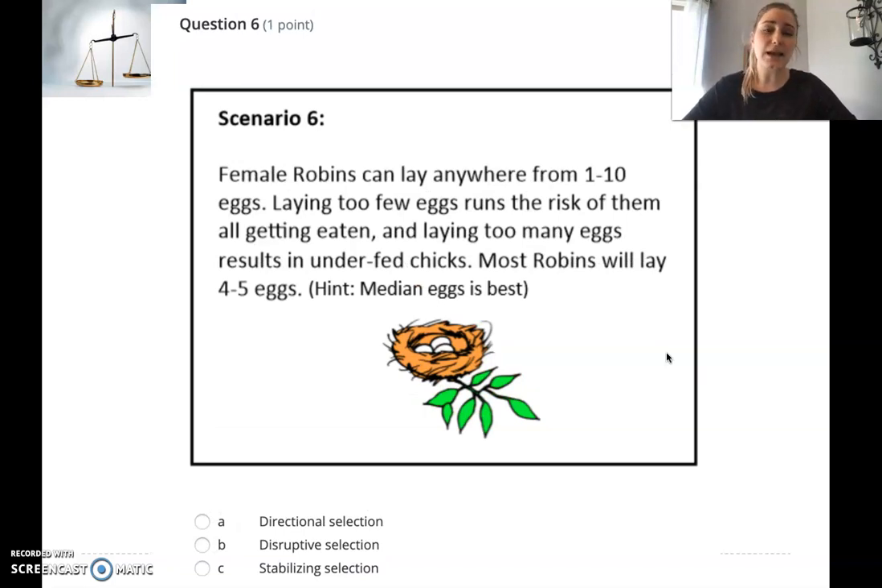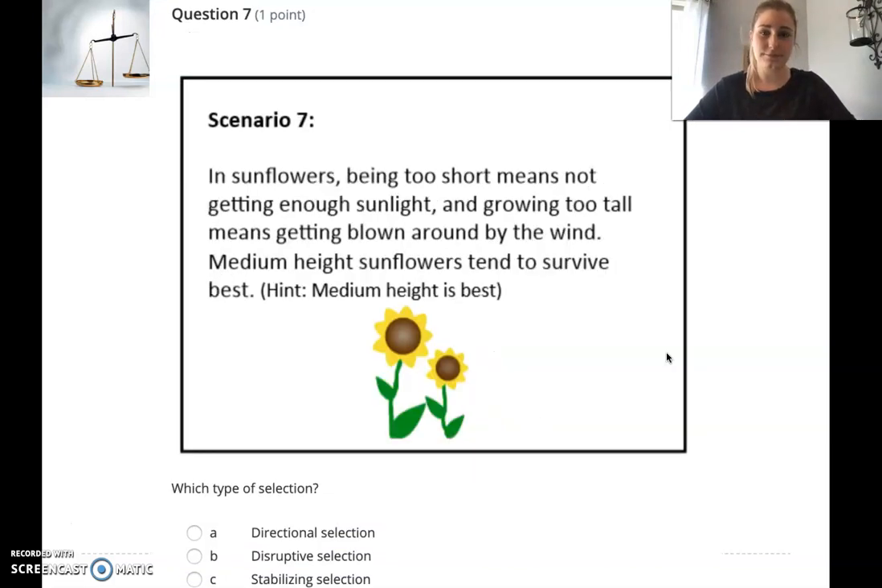Female robins can lay anywhere from 1 to 10 eggs. Laying too few eggs runs the risk of them all getting eaten. Laying too many eggs results in underfed chicks. Most robins will lay 4 to 5 eggs. Hint, median eggs is the best. Is this directional, disruptive, or stabilizing? In sunflowers, being too short means not getting enough sunlight, and growing too tall means getting blown around by the wind. Medium height sunflowers tend to survive best. Hint, medium height is best. Is this directional, disruptive, or stabilizing?